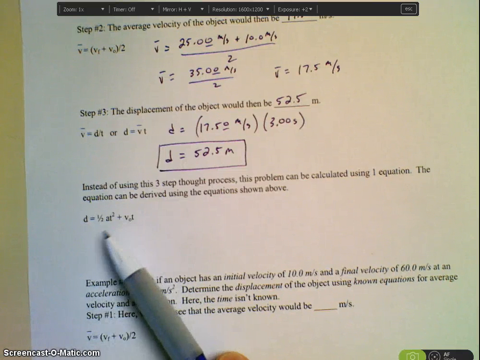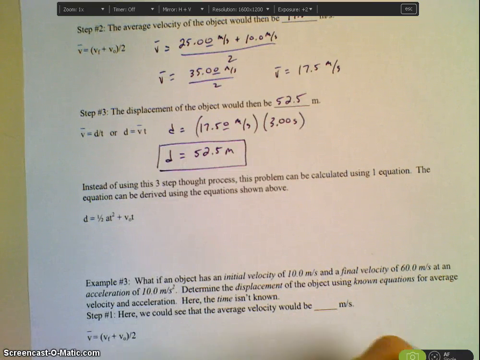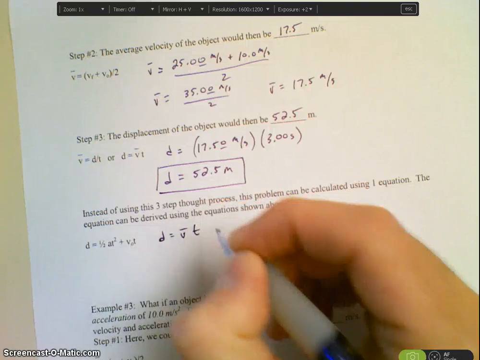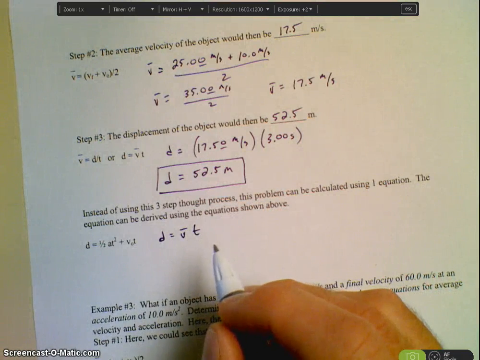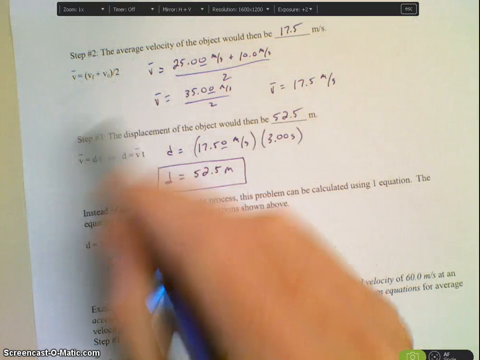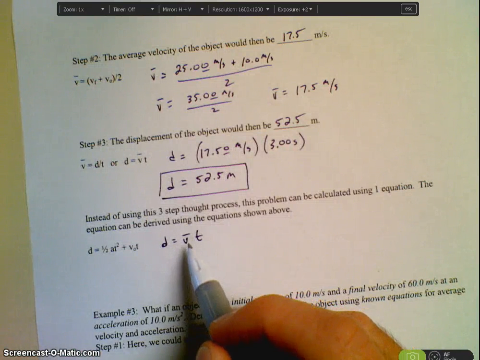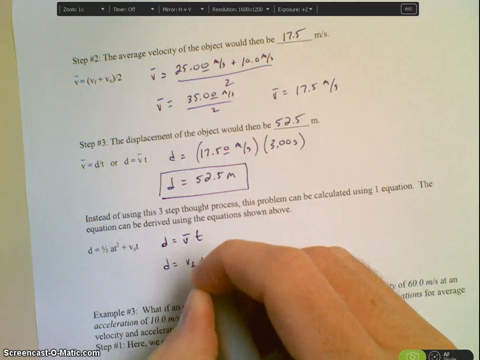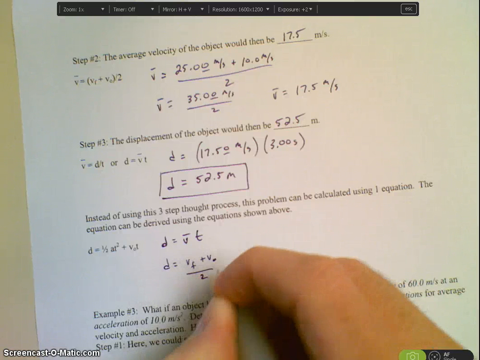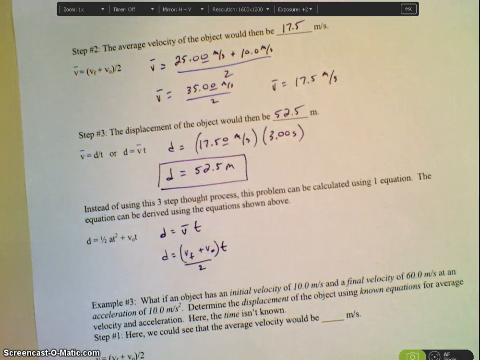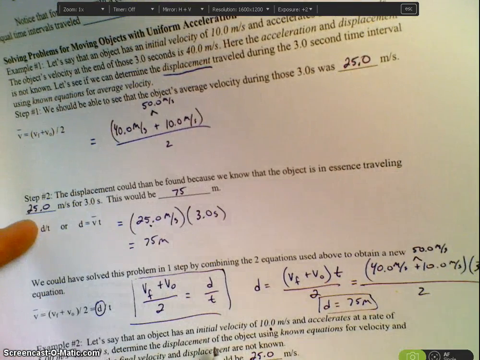So let's see how we derive this equation. We actually use the 3 equations that we've done. So if I say, for example, D equals average velocity times time. What is average velocity also equal to? Well, it's equal to this up here. So we can substitute that in for this average velocity and get this equation. Look familiar? This is the same equation that we derived earlier, back here. See it? It's right there.